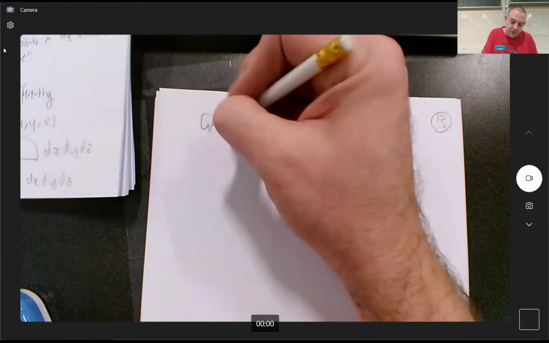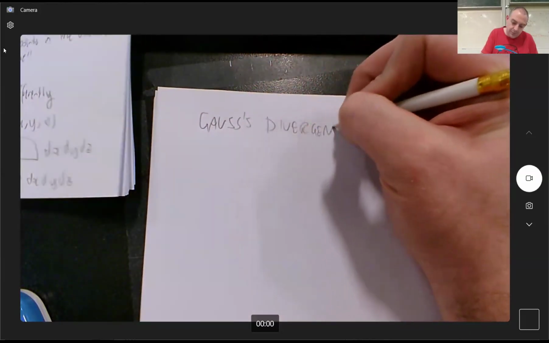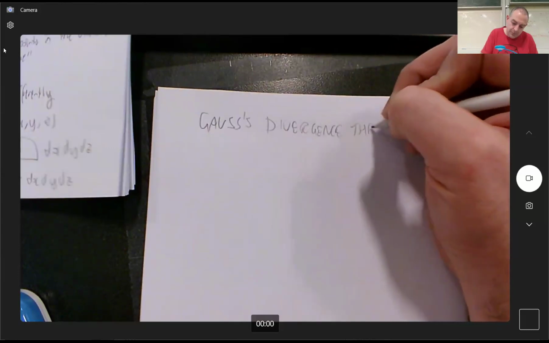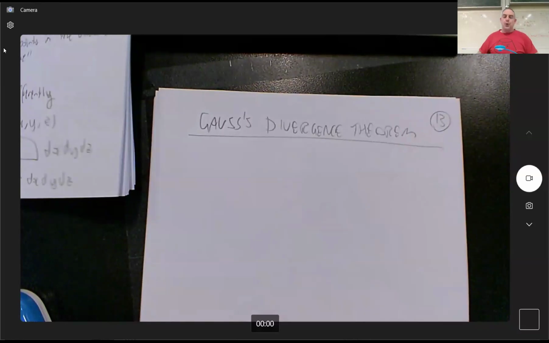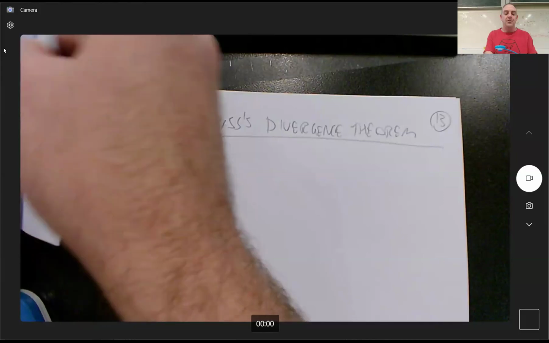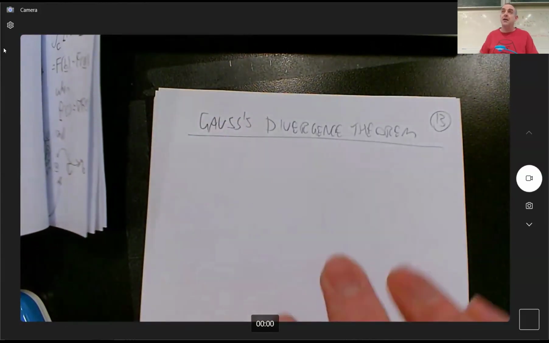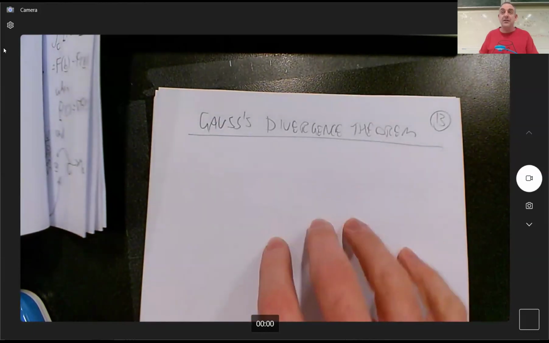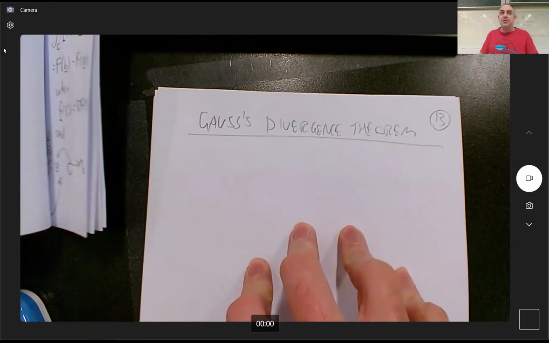Gauss's divergence theorem. According to my original diagram there, and I'm just going to try and remember it without looking at it, Gauss's divergence theorem connects the integral of a vector across a surface with the integral of a scalar across a volume.